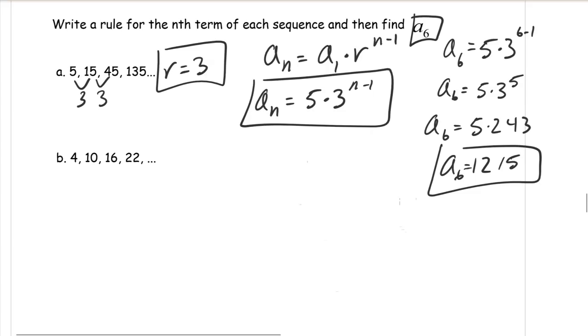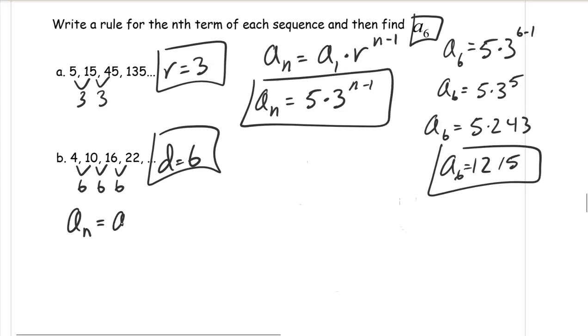Our next example, from 4 to get to 10, we're adding 6. From 10 to get to 16, we're adding 6. From 16 to get to 22, we're adding 6. So we have a common difference of 6. Our general rule for an arithmetic sequence, because this has a common difference, is a sub n equals the first term plus n minus 1 times our common difference. So we're going to say a sub n equals 4, our first term, plus n minus 1 times 6.